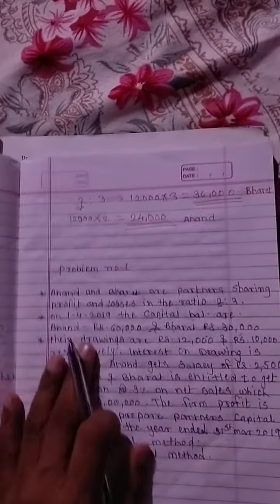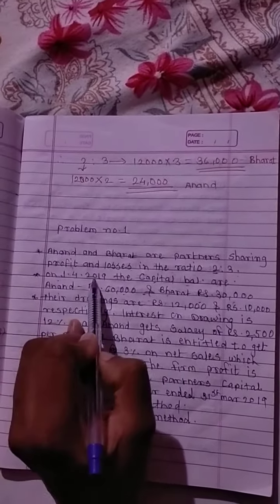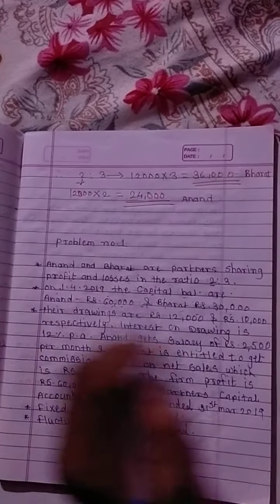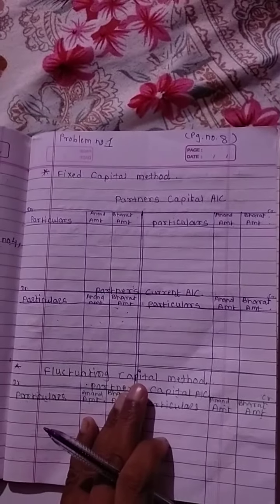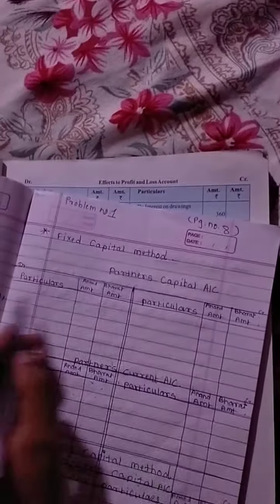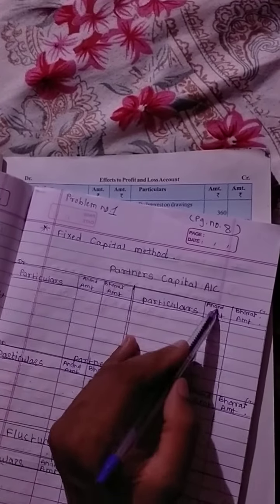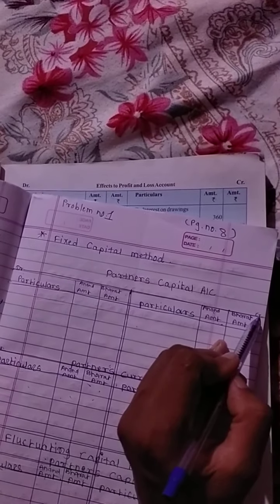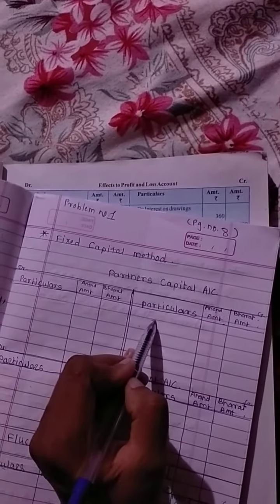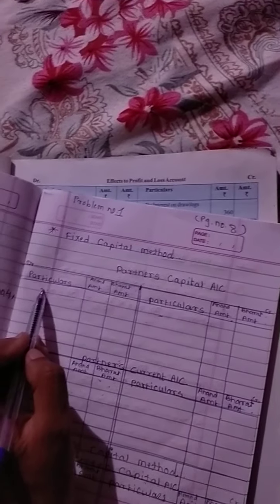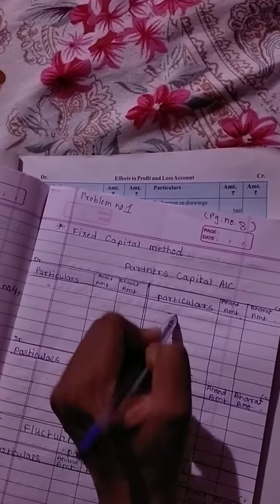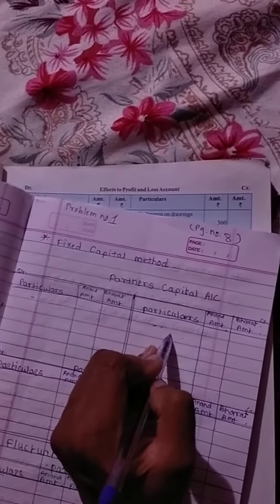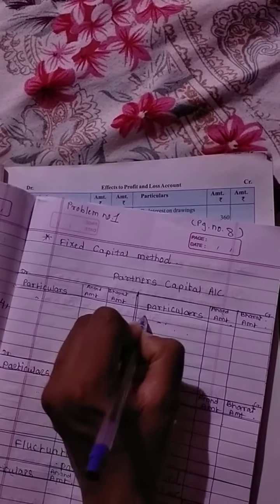So first, what they told: on 1/4/2019 the capital balances are Anand 60,000 and Bharat 30,000. Okay, so this is the capital of partners, so this is an earning of capital, that's why we are writing it on the credit side. Credit side means what comes in and debit side means what goes out. Comes in means they are investing that capital in the business and they are getting something more from that capital, so that's why we are writing here.